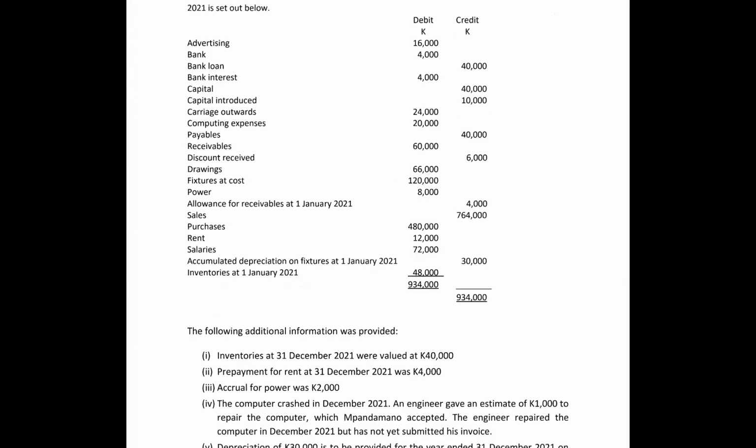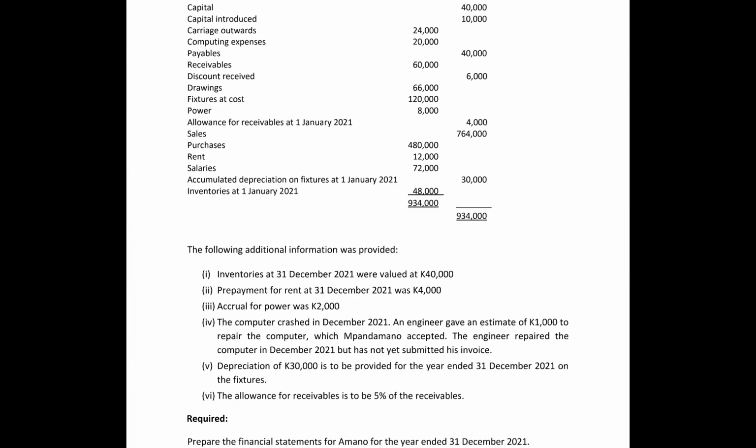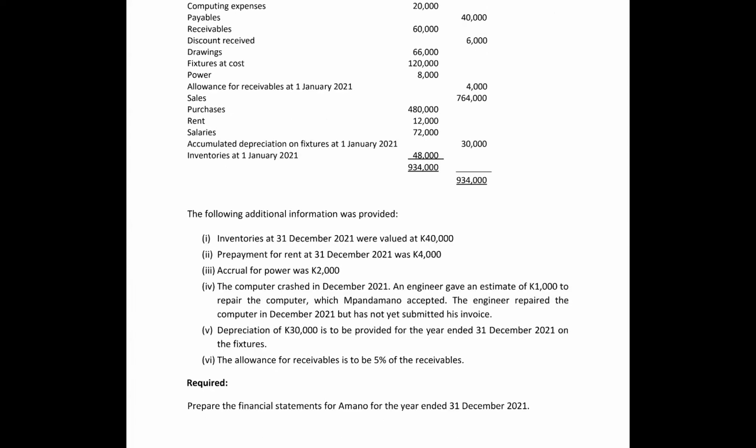After you've checked the elements in the trial balance, it's very important that before you even start answering, you check the adjustments that you have to make. When you look at the adjustments or the additional information, you concentrate especially on the closing stock, opening stock, and the adjustment on the allowance for receivables. This is adjustment number 6, the allowance for receivables. Sometimes in other literature, it is called the provision for doubtful debt.